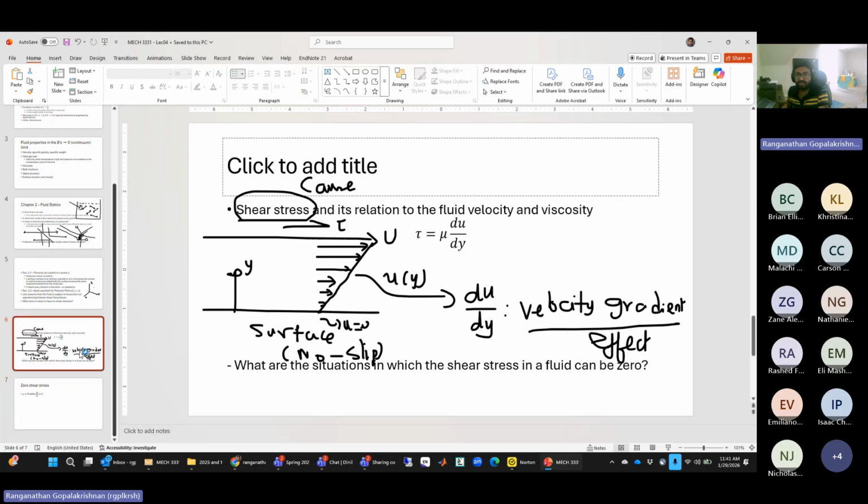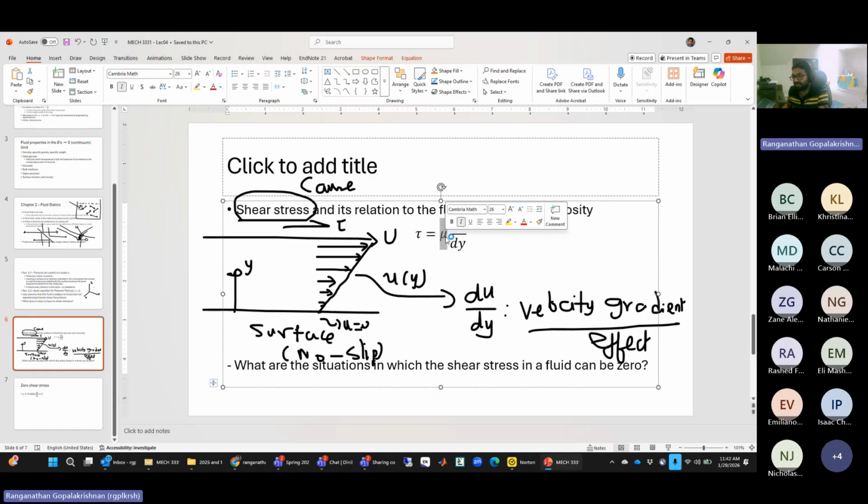So if you look at this equation, there are three ways in which shear stress can be zero. First, you guys got it right: when mu is zero, when viscosity is negligible or non-existent, that's one way this equation is zero. The other way is that du dy is zero, that there is no velocity gradient, but there is viscosity. And the third way is when u itself is zero everywhere. If u is zero, du dy is obviously zero, so shear stress is zero everywhere.